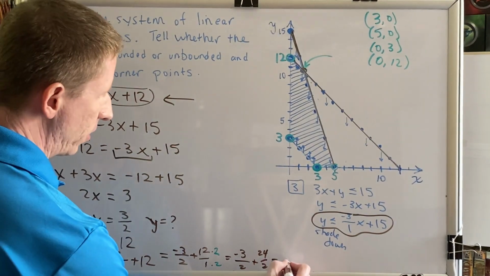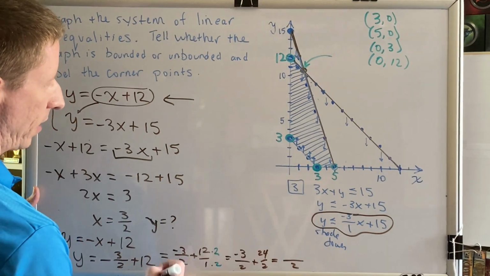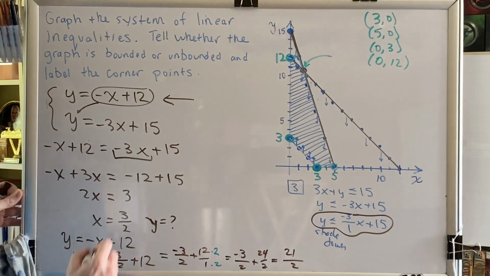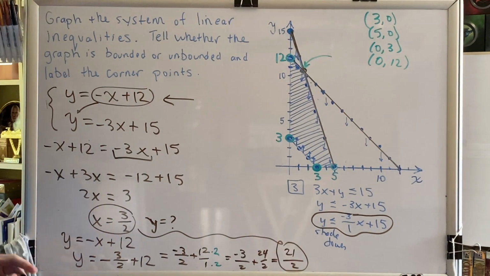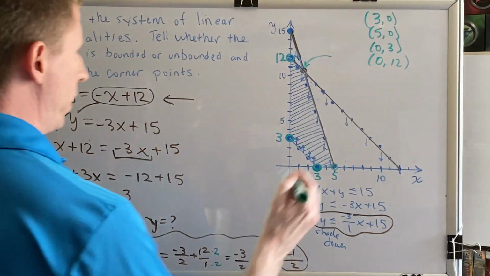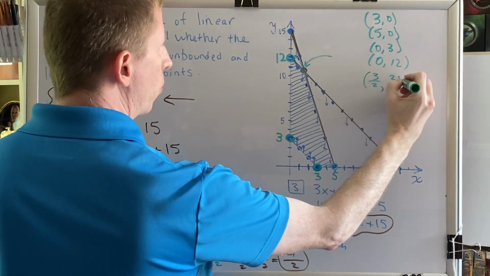To add the like fractions, keep the common denominator, then add or subtract the numerators. In this case, we're adding. Negative 3 plus 24 is 21. So when x is 3 halves, y is 21 halves. This gives us our fifth corner point: 3 halves, comma, 21 halves.